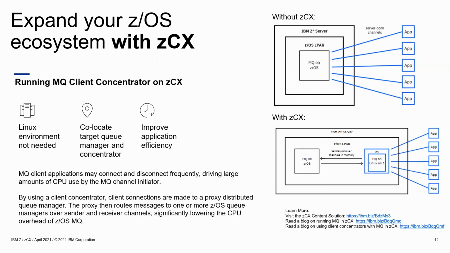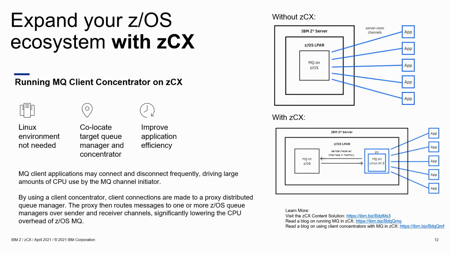So by using a client concentrator, the client connections are made to a proxy. It's a distributed queue manager. That proxy then routes the messages to one or more zOS queue managers over sender and receiver channels, which are normally long-lived connections and therefore typically much cheaper than using server connection channels. And so this model, in some cases, can significantly lower the CPU overhead of zOS MQ.